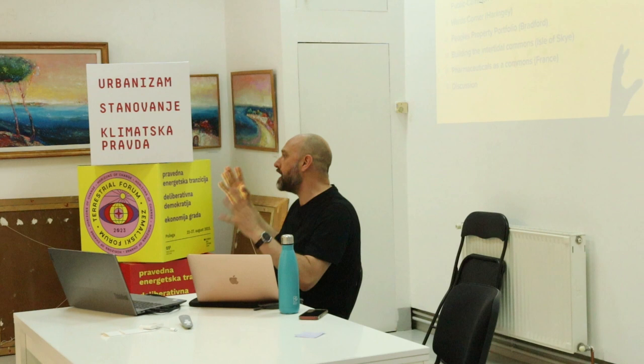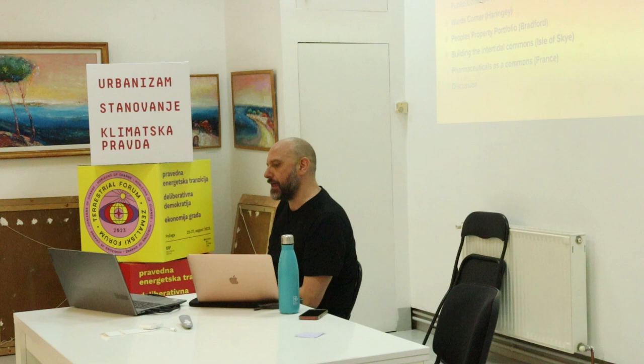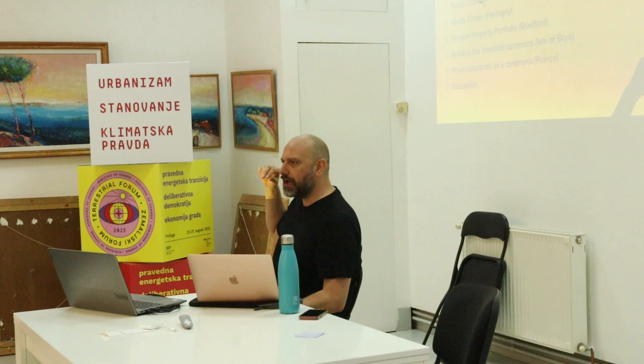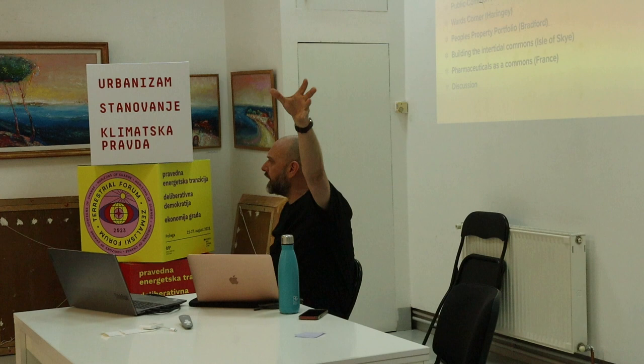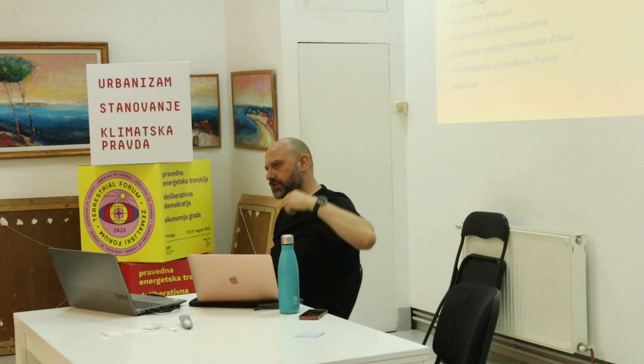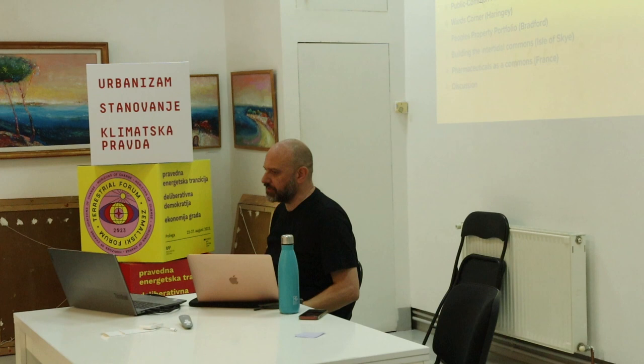So we'll talk about the Ward's Corner Community Plan, which is an alternative plan for the development of a market in Tottenham in North London. Then we'll talk through a similar urban development project in Bradford, which is a deindustrialised, poor city in the north of England. Then we'll talk through another project in quite a different environment, which is the Isle of Skye, a relatively remote island off the northwest coast of Scotland. So a coastal community, a rural community.